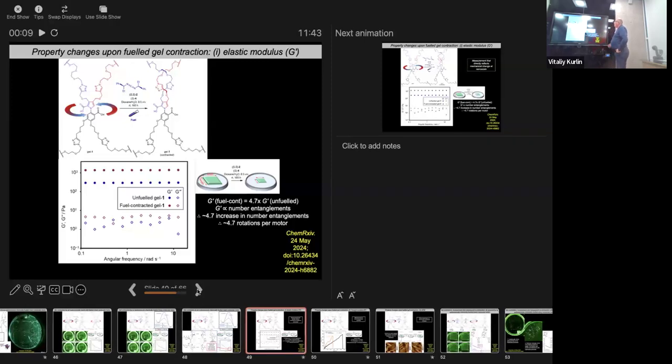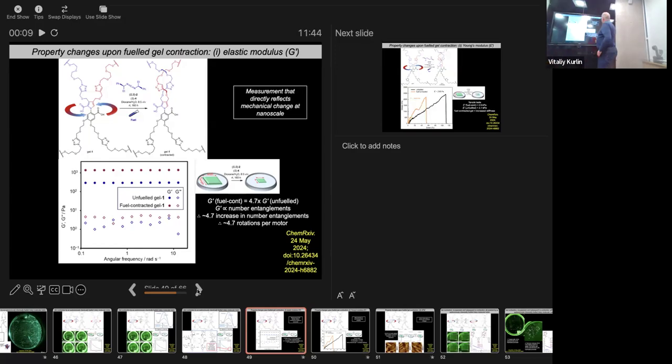We get property changes through the energy that's transduced to make these entanglements. This is the elastic storage modulus G prime, and it's about five times more in the fuel-contracted gel. The elastic modulus is proportional to the number of entanglements in the polymer material, so all we've done is introduce more entanglements by the twisting of the motors. This tells us that there are about five times more entanglements produced by the action of the motors, so each motor is rotating about five times to get down to the stall force. This is a measurement that directly reflects the structural changes occurring at the nanoscale in the gel.